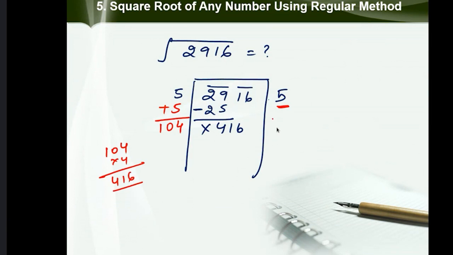Look at this. So we can do this. I'm writing 4 here. 416 is here. Now subtract, and we get 0. It means 54 is the square root of 2916.